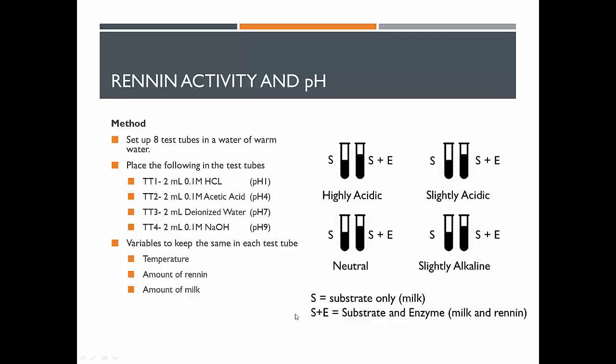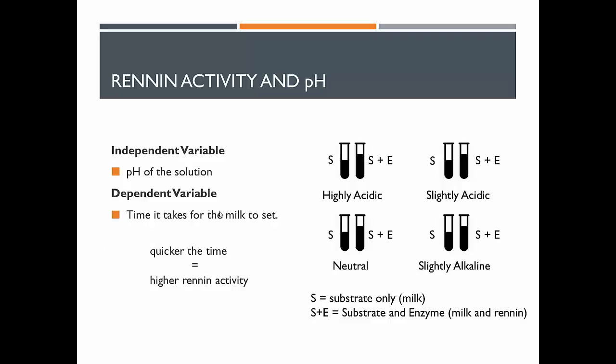Alright, cool. Moving on, let's identify the variables. The independent variable is what we made each of these test tubes, so it's the pH of the solution. What's different about them? It's the pH. And again, we're going to measure the time it takes for the milk to set. The quicker the time, the higher the renin activity.